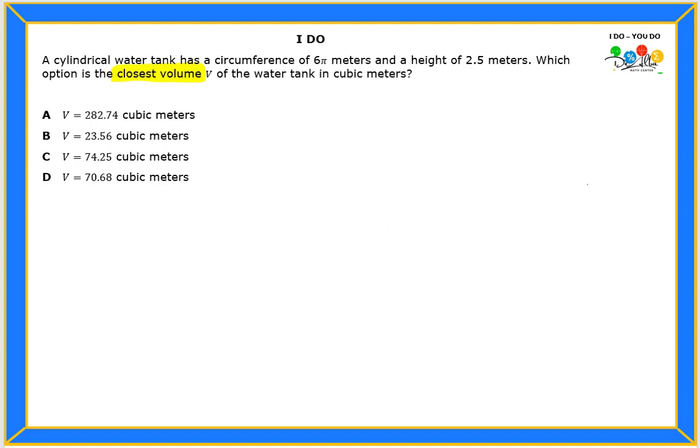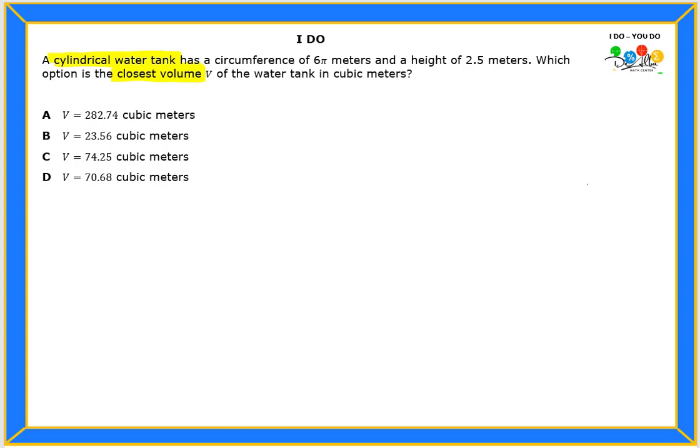And what shape are we dealing with? Well, it doesn't really say the name of the shape, but it says one word that should make you think about a shape that we have studied before. And that word is cylindrical water tank. Cylindrical looks very much like the word cylinder, right? So yes, we're going to be working with a cylinder.